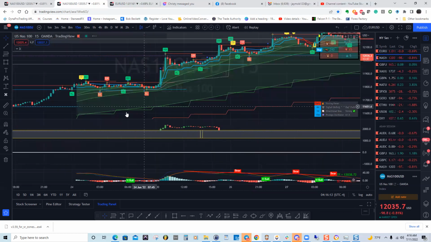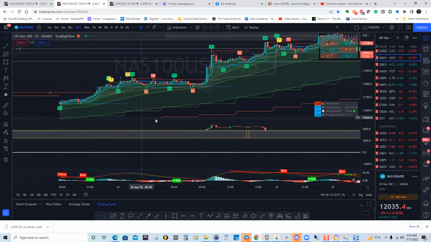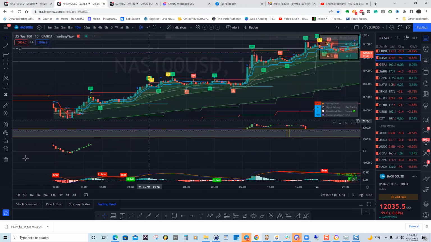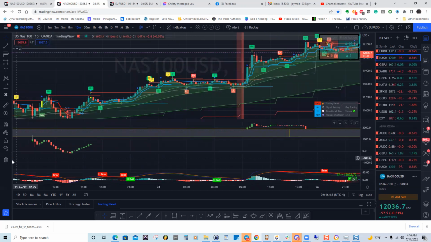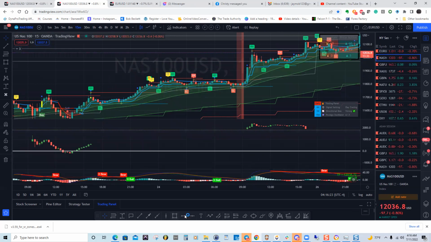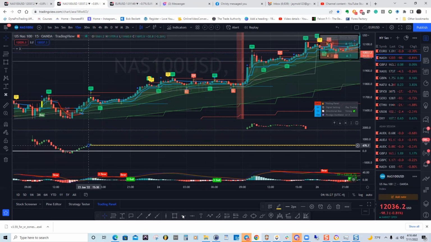So let's go back. The gaps are important. Here's another gap right here. Look at this, another perfect example. Where did it close? Close right here, a green close on the bottom. Boom. You can clearly see there's a gap right here. Open right there. So the gap has to be filled, right?